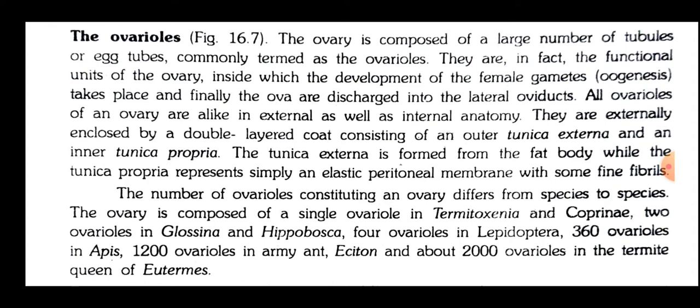The ovary is composed of a single ovariole in Termitoxenia and Coprini, two ovarioles in Glossina and Hippobosca, four ovarioles in Lepidoptera, 360 ovarioles in Apis, 1200 ovarioles in the army ant Eciton, and about 2000 ovarioles in the termite queen of Eutermes.